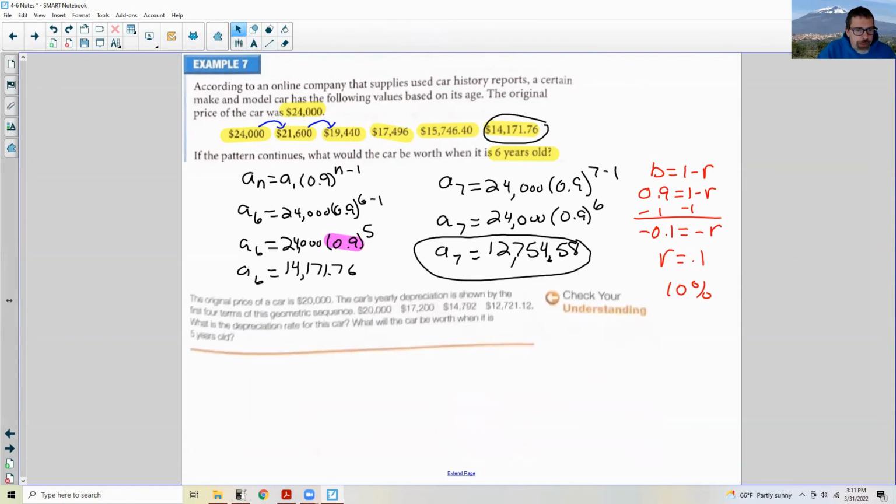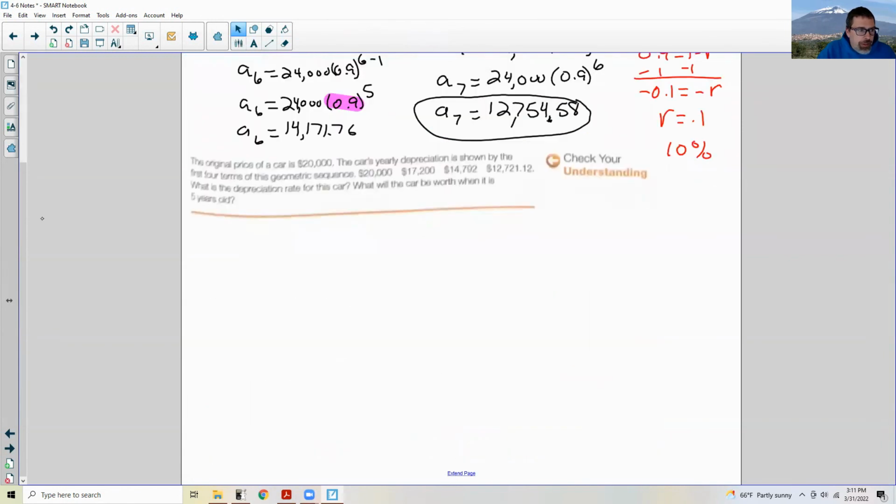All right, so now let's take a look at check your understanding. And it says the original price of the car is $20,000. The car's yearly depreciation is shown by the first four terms of the sequence, being A sub 1, A sub 2, A sub 3, A sub 4. What is the depreciation rate of the car? And what will the car be worth after 5 years?